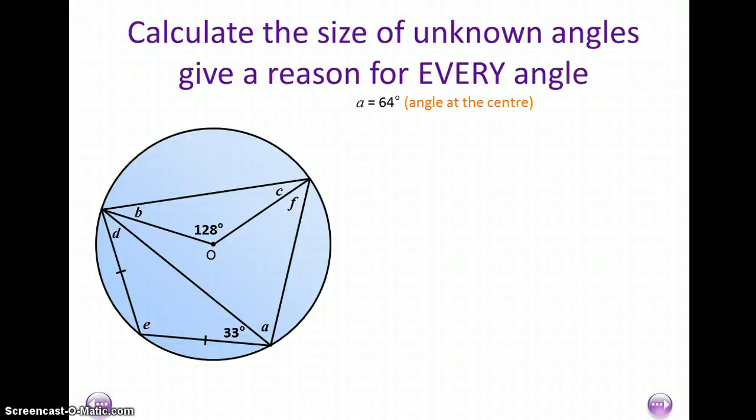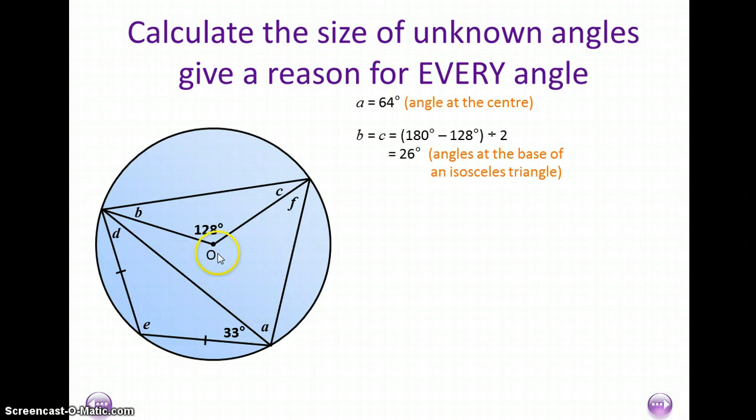Angle A is 64 degrees because the angle at the centre, this angle here, is twice the angle here. You can see there's the arrowhead that comes off there. So that is 64 degrees, which is half of 128.